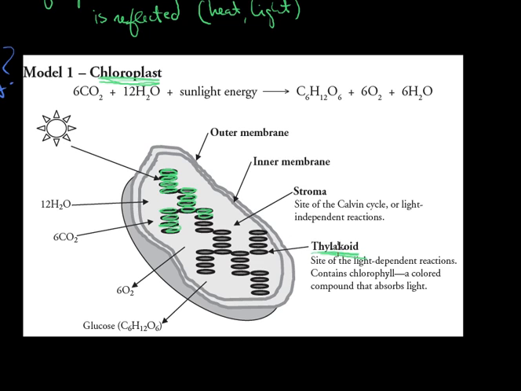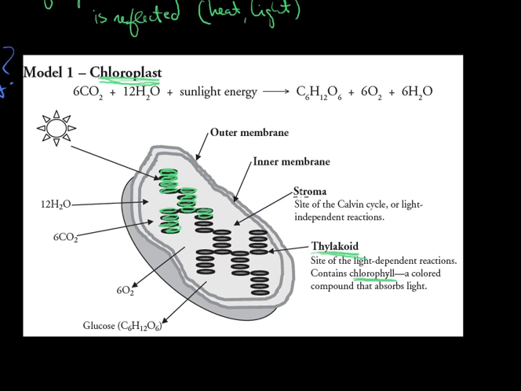and thylakoids are the site where the green stuff is, which is actually the chlorophyll, the pigment that absorbs the sunlight that is required for this process. That's where the chlorophyll is located, and the reaction for the first part of photosynthesis happens here in the thylakoid membrane, or this outer region of the thylakoids.